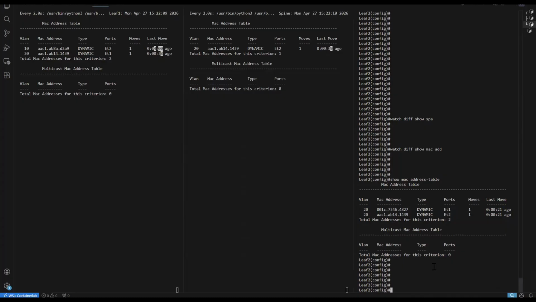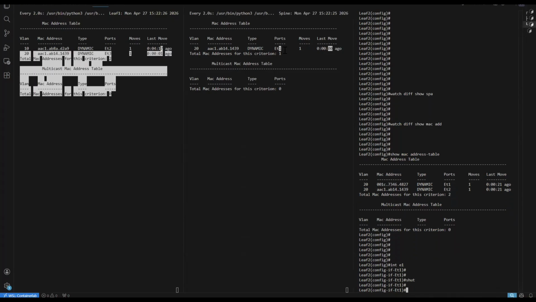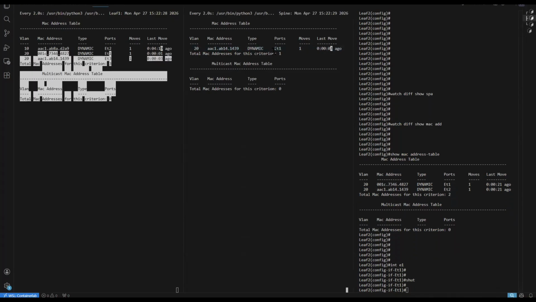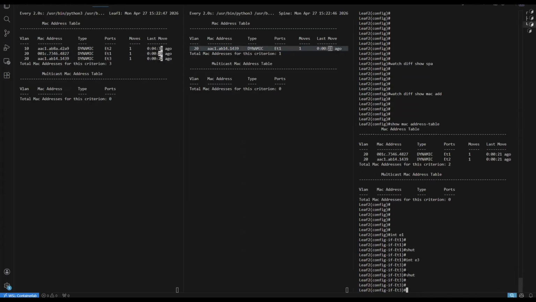Now I'm going to shut down ET1. Right now the spine is receiving this traffic through ET1, sorry, ET2. Okay, now I'm going to shut this down. Now it's quickly changing. You can see the spine quickly changing this from ET2 to ET1. Now leaf 1 is receiving it via Ethernet 3, so I'm going to shut down Ethernet 3 as well. Now it should be receiving it by ET4, and it's quickly changing to ET4.